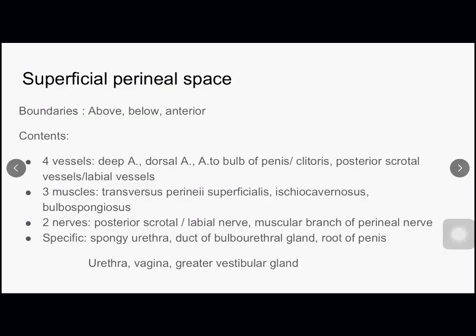The contents can be remembered by a code number. I will give you 432. This will enumerate the contents. It has 4 vessels, 3 muscles, and 2 nerves, and a specific content to male and female. What are the 4 vessels present? I will not insist on veins here because they simply follow the arteries, so I will tell you about the arteries. What are the 4 arteries present in the superficial perineal space? You have the deep artery of penis, dorsal artery of penis, artery to the bulb of penis, and posterior scrotal vessels. So what are these arteries?